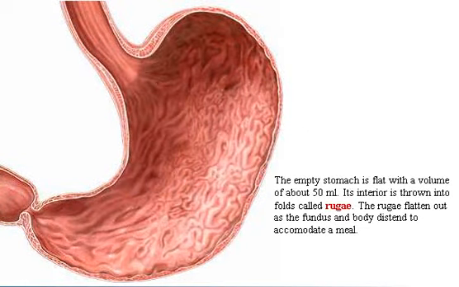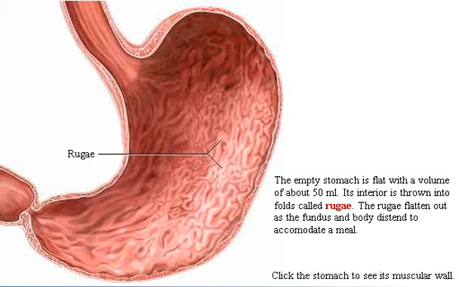The empty stomach is flat, with a volume of about 50 milliliters. Its interior is thrown into folds called rugae. The rugae flatten out as the fundus and body distend to accommodate a meal. The stomach can hold about 1 liter of food with little change in internal pressure. Pressure rises as the stomach distends further to accommodate up to 4 liters of food.